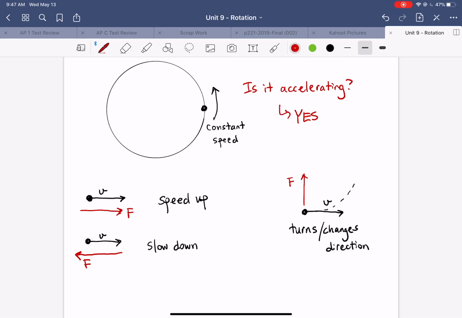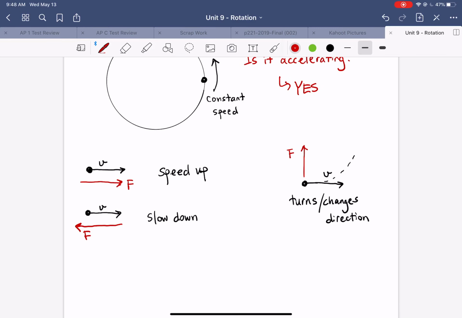To understand why this is, we have to understand that in physics, acceleration means something different than it does in everyday language. You usually think that acceleration means speeding up, but in physics, it can mean speeding up, or it can mean slowing down, or it can mean changing direction. So remember, velocity is a vector, and the true definition of acceleration is that acceleration is defined as a change of velocity.